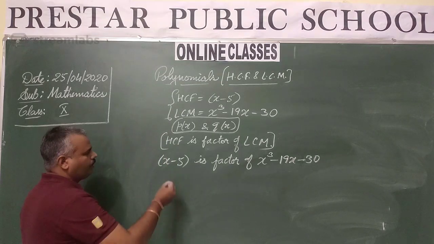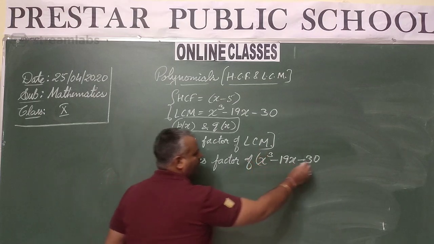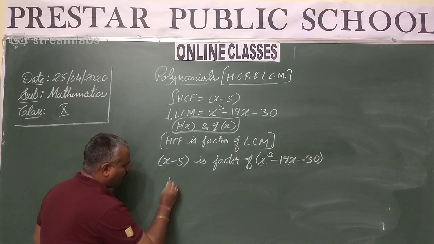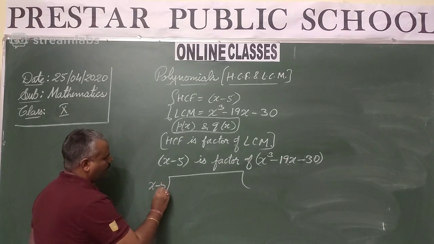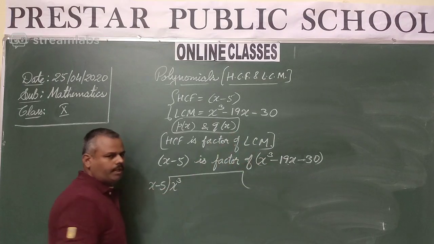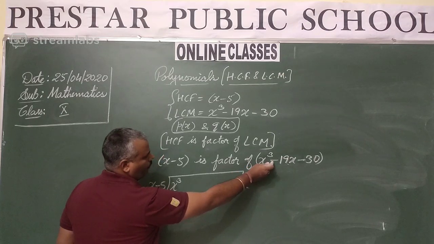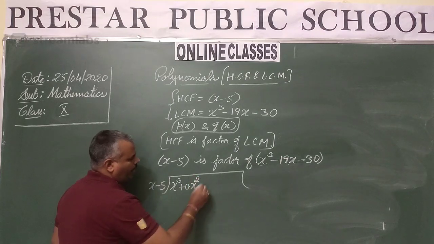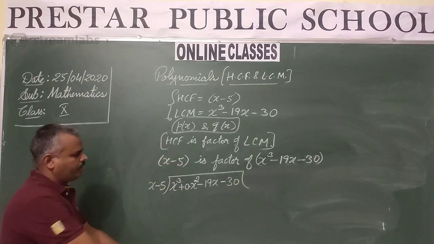Now because x minus 5 is a factor, it means x cubed minus 19x minus 30 can be divided by x minus 5. So we are going to divide it so that we get a quotient. The divisor is x minus 5. Dividend is x cubed minus 19x minus 30. Because the term of x squared is missing here, we will take it as 0x squared, and then minus 19x minus 30. So let us divide it.